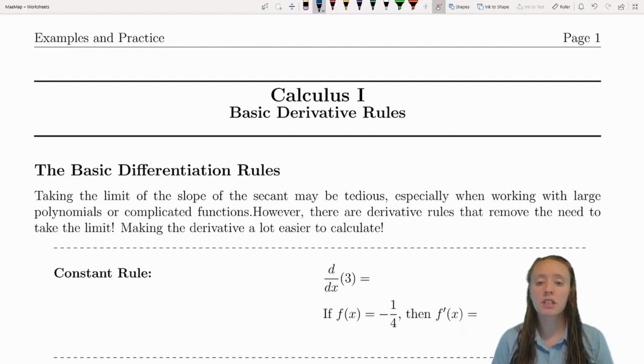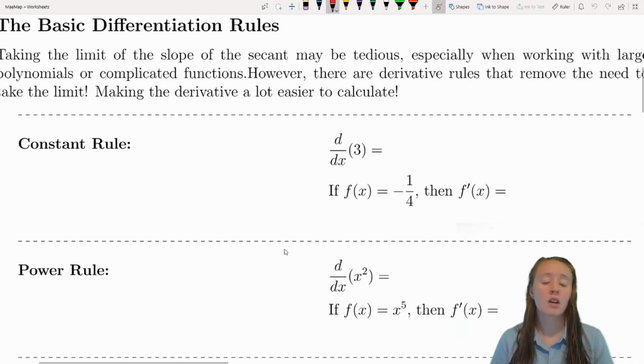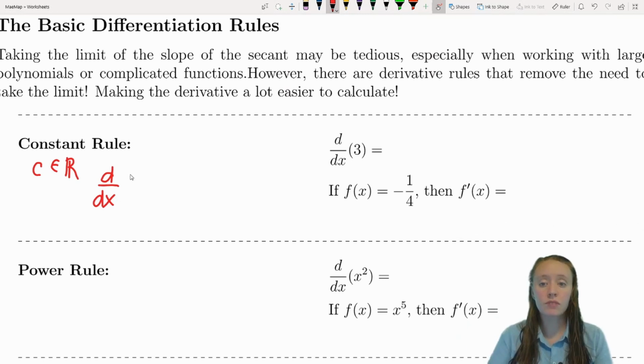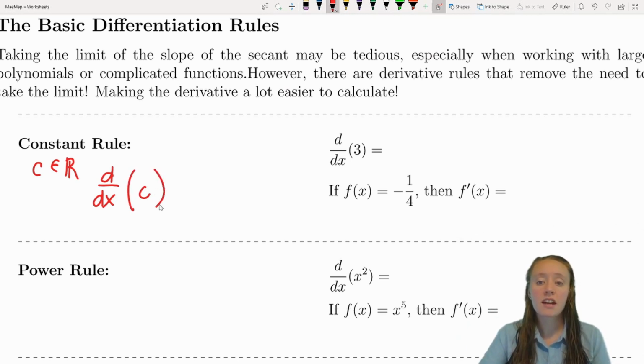The first one is going to be the constant rule. Essentially, what the constant rule is: if we have some number c, and I'm going to say that c is in the real numbers. So this symbol represents "is in," and this R means the real numbers. So c is some real number. Then if we take the derivative d/dx of c, that's going to be 0.